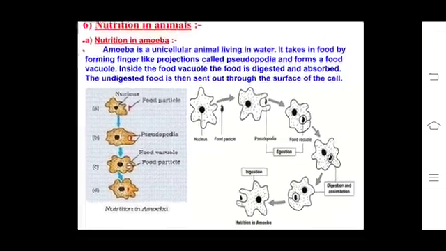Paramecium. If we talk about paramecium, paramecium is also a unicellular organism, and it has cilia all around it, and then there is an oral groove which opens to the outside by a mouth. We can say a specific spot. Food is moved to this spot by movement of cilia.